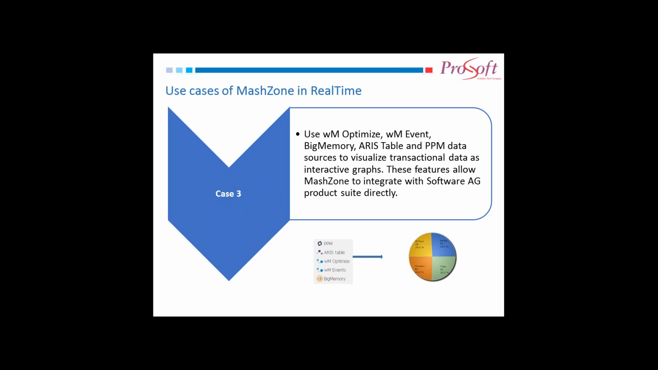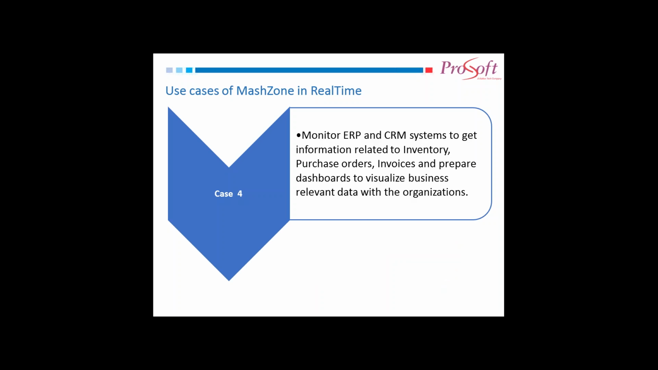Use case 3. You can also integrate Mashzone with other Software AG product suites. Data from webMethods, ARIS, Terracotta can be directly fed to Mashzone using the data sources ARIS table, WM Optimize, WM Events, and BigMemory. So this allows the organization to generate analytics for any kinds of events within your organization. So this is another use case.